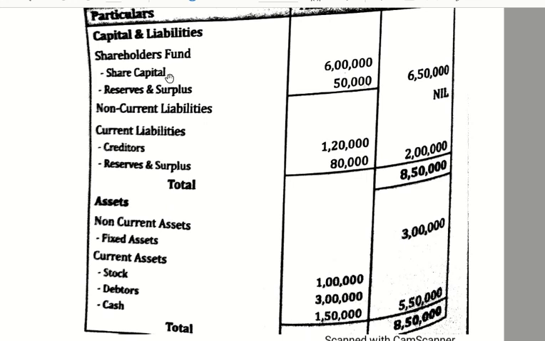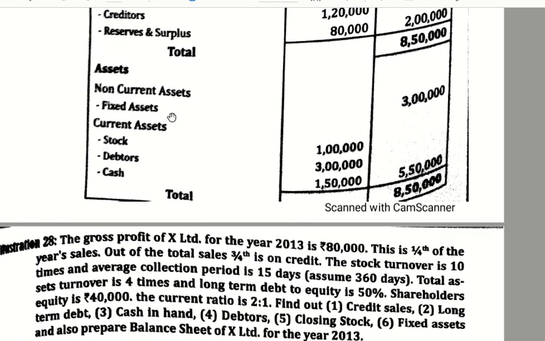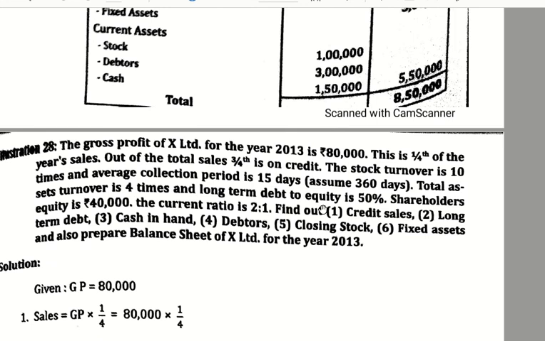So capital and liabilities, shareholders fund: share capital is 6 lakhs, reserves and surplus is 50,000, so it is 6,50,000. Non-current liabilities nil, current liabilities: creditors is 1,20,000, bills payable is 80,000, which is 2 lakh. Therefore total is 8 lakh and 50,000. And on the asset side we have non-current asset, which is 3 lakh, which is fixed assets. Current assets we have stock, debtors and cash. So 1 lakh, 3 lakh and 1,50,000, which is a total of 5,50,000. So our liabilities and asset side include a total of 8 lakh and 50,000.